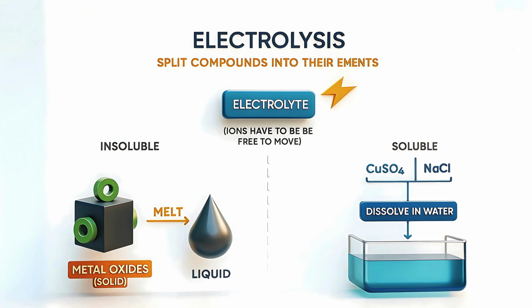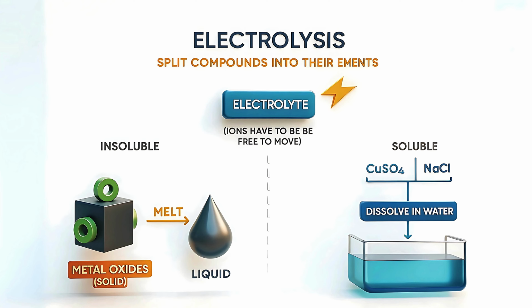In today's video, we're going to take a closer look at the electrolysis of aqueous solutions, that is, ionic compounds that have been dissolved in water. In our last few videos, we saw that electrolysis is a technique used to split chemical compounds into their individual elements by passing an electric current through a liquid or solution known as an electrolyte. For electrolysis to happen, the ions inside the electrolyte must be free to move because it's this movement that allows the electrical current to carry out chemical changes.